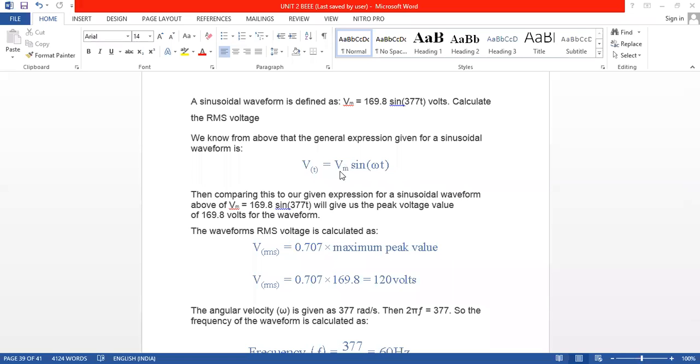Sir, why are you writing this? Okay, the signal is voltage, I agree with you. It is having a maximum value, Vm we have written. And the signal is changing with respect to time. That's why we have to write t.